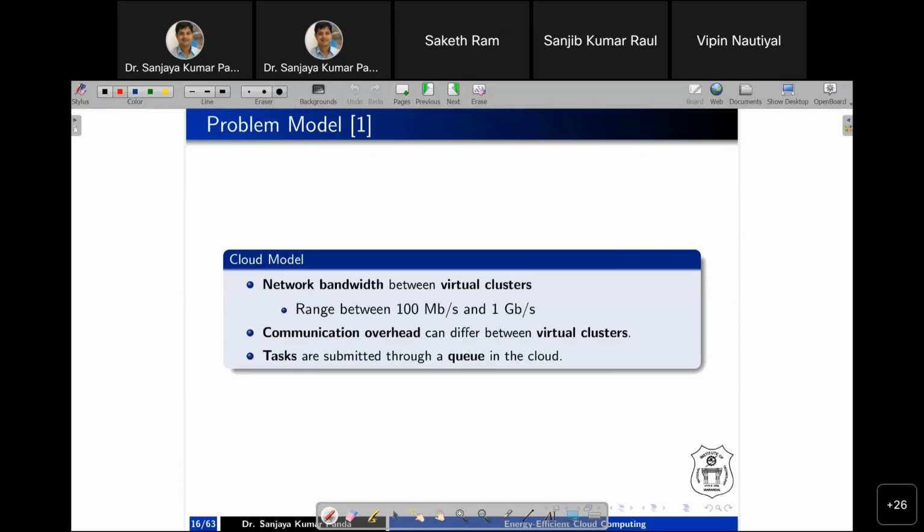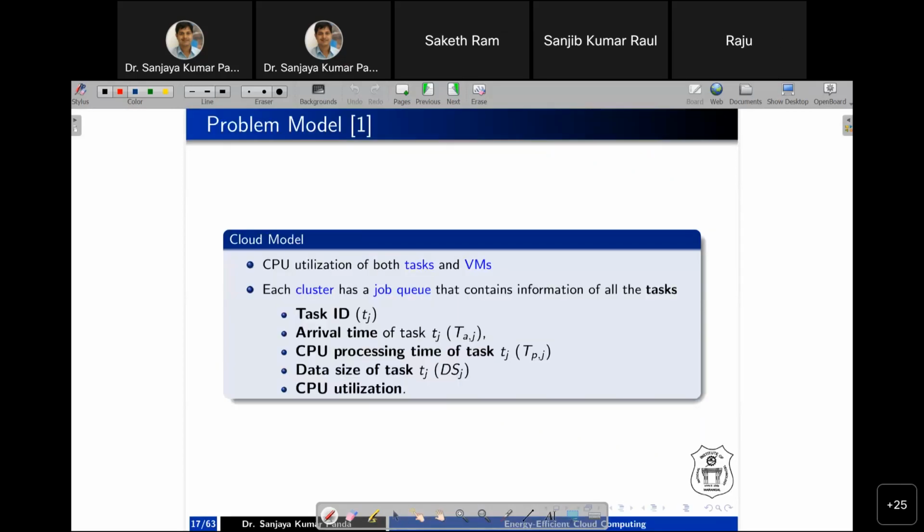So both we need to look into whenever we want to migrate a task from a virtual cluster to another virtual cluster. Okay, so generally the tasks are submitted through a queue in the cloud, right? We are putting a global queue. From that queue, your service is going to be provided. We can decide which task is busy or which task is free, which task is executed or which task is present in the queue, and whether the resource is free or not. Then we can assign a particular task to a resource. Now, we have to look into both the utilization of a task, as well as the utilization of the virtual machines. Both we need to consider.